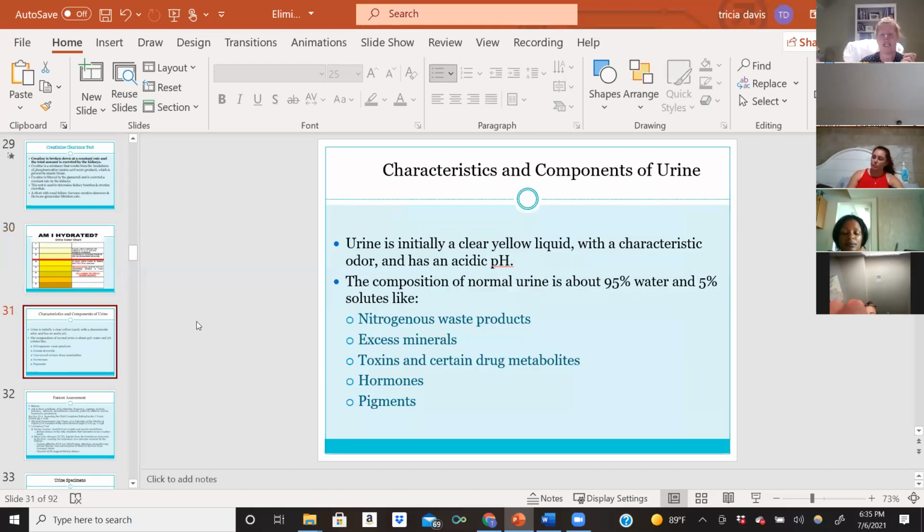Urine is initially a clear yellow liquid with a characteristic odor. It does have some type of odor to it. It shouldn't be particularly foul, and it has a very acidic pH. The composition of normal urine is about 95% water and 5% waste products: excess minerals that the body doesn't need and gets rid of, toxins, certain drug metabolites that the body's not using, hormones, and certain pigments. So all things that we don't need.